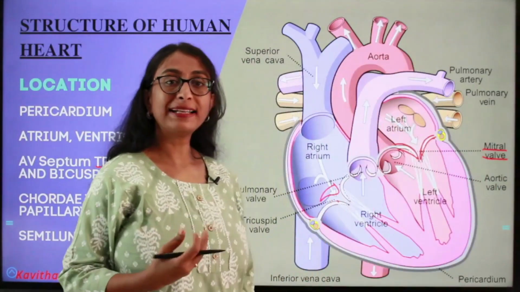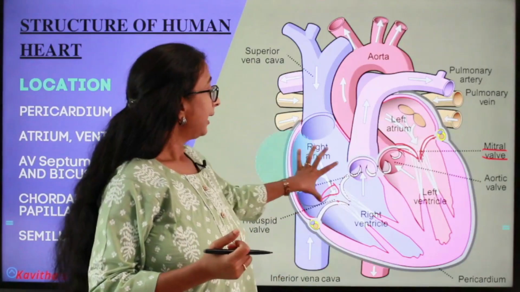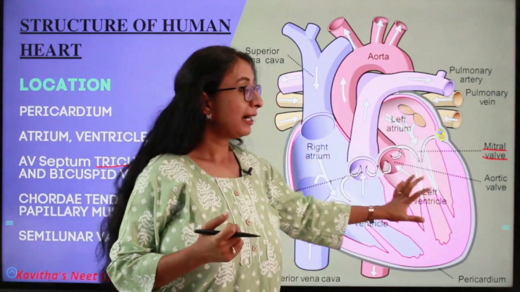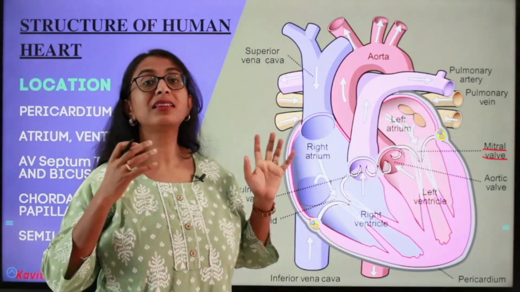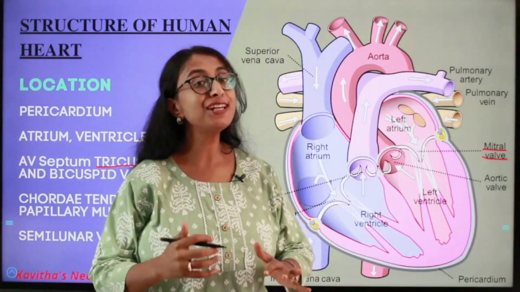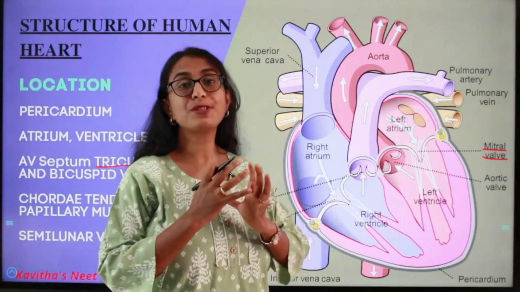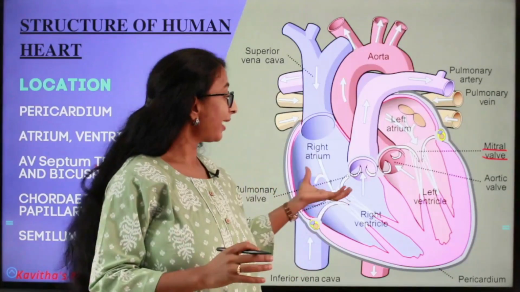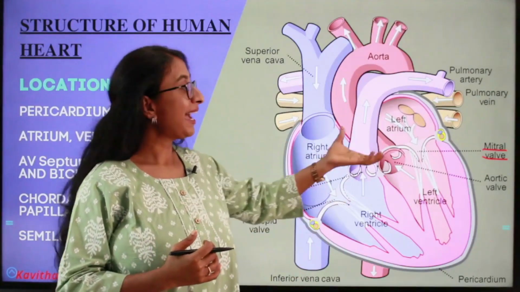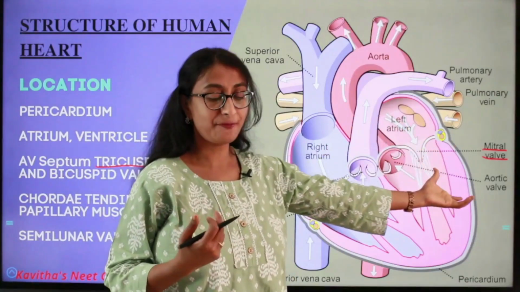Did you all understand the bicuspid and tricuspid valve so far? The atrium and the ventricle are separated by a thick fibrous tissue called the atrioventricular septum on either side, and this septum is guarded by the tricuspid valve on the right side and the bicuspid or the mitral valve on the left side.